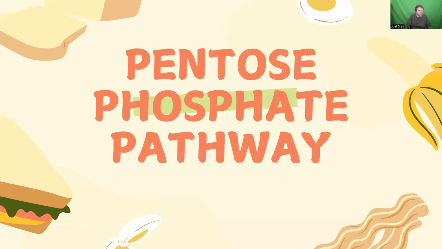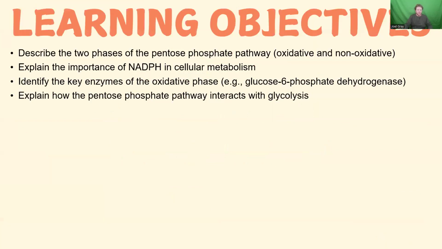Okay, so the pentose phosphate pathway is this pathway that we're going to be going through. We have a couple of simple and short learning objectives. We want to look at the two phases of the pentose phosphate pathway. They are the oxidative and non-oxidative phase. We want to understand the importance of NADPH in cellular metabolism. We want to identify the key enzymes of the oxidative phase. That's one of your key enzymes. And then last but not least, we want to explain the pentose phosphate pathway and how it interacts with glycolysis.